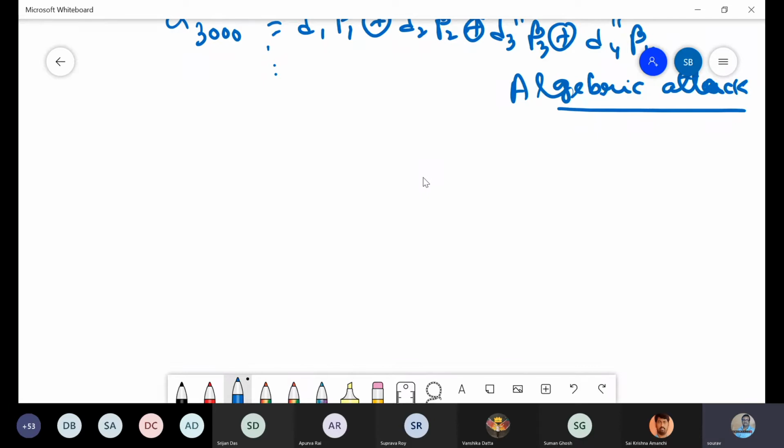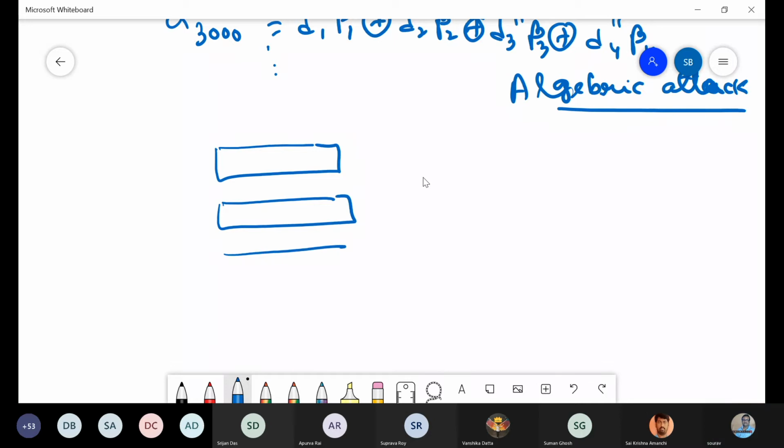So now to prevent this, we have to somehow bring nonlinearity in. For that we will use what are called Boolean functions. Suppose we use more LFSRs instead of one LFSR, say for example 4 LFSRs. Every LFSR is 4 bits here.